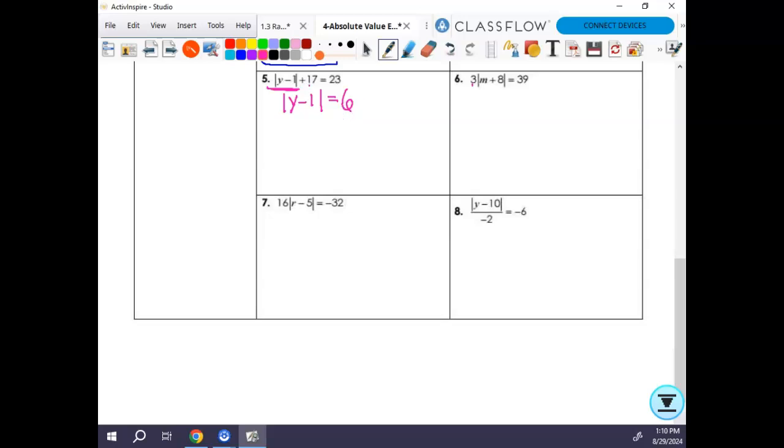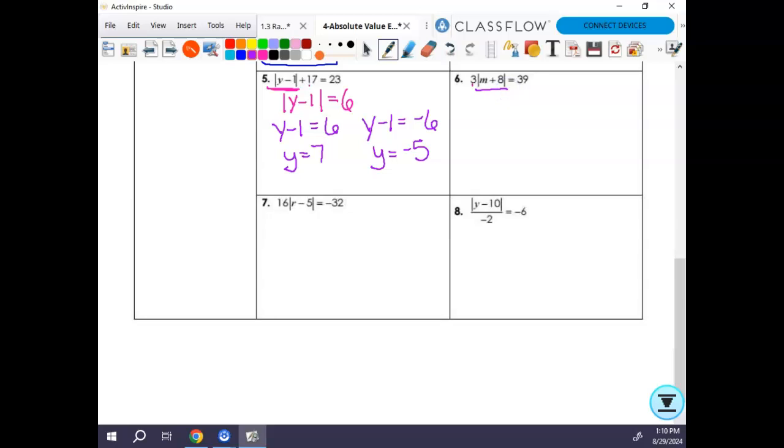Now that I have it isolated, now I can rewrite it, and I can get y minus 1 equals 6, and y minus 1 equals a negative 6. Okay? So that means that y equals 7 and y equals a negative 5. And honestly, leaving them separate like that, I'm fine with that. You could put them together and put a comma, but either way, you've got them both and you're fine. Everybody okay with that?